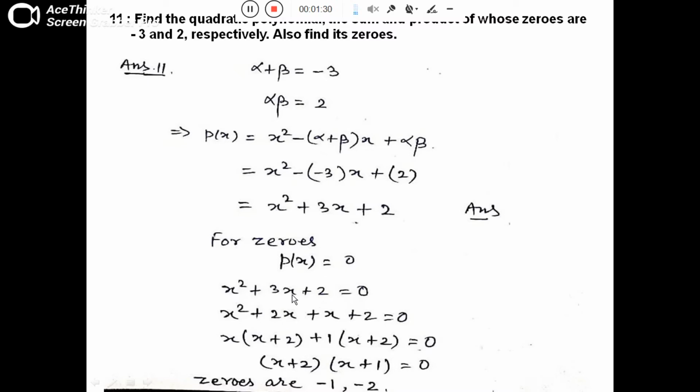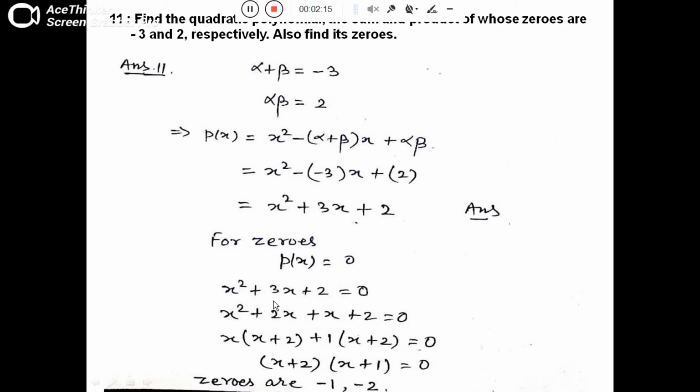Now this x square plus 3x plus 2, we have to factorize it by the method of splitting the middle term. Here in this equation, the middle term is 3x. Now we are going to split this 3x in two parts, which is based on the coefficient of x square and the constant term. 1 times 2 is 2, and 1 plus 2 is equal to 3 also. So this 3x can be written as 2x plus 1x. So you can write this equation x square plus 2x plus 1x plus 2 equals 0.